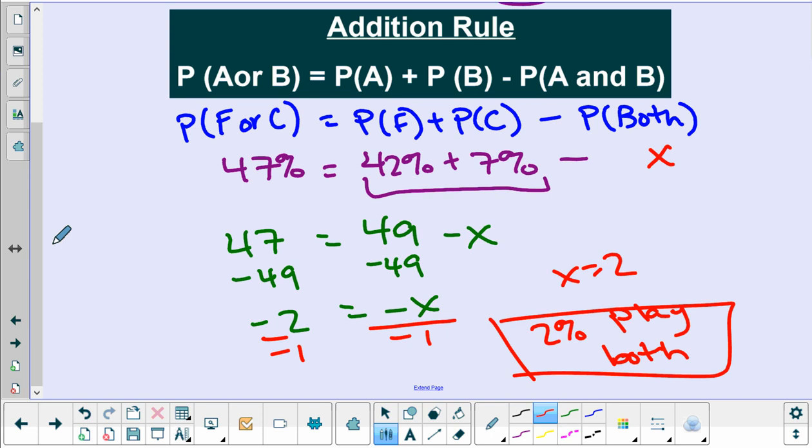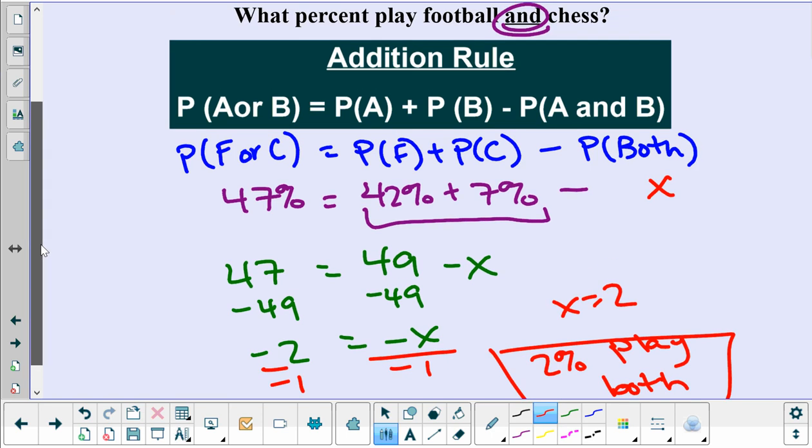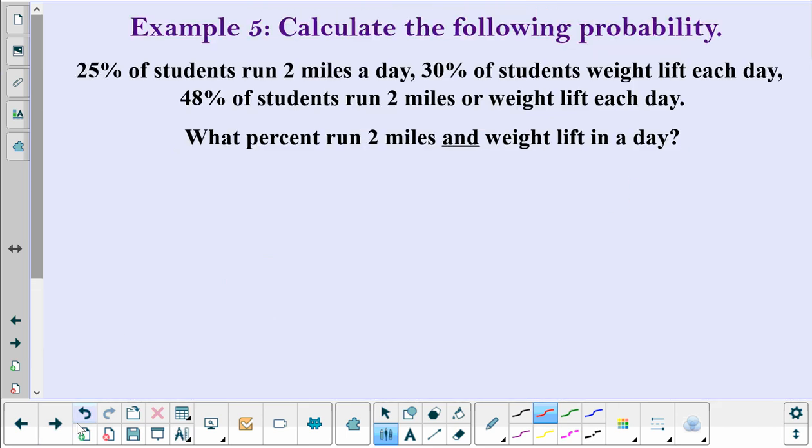Okay, so this was just a case that we were given different information. We used the same equation, but we were given different information. So we had to solve for this both part over here on the right. Example 5, it says calculate the following probability. 25% of students run 2 miles a day, 30% of students weight lift a day, 48% run 2 miles or weight lift. What percent run 2 miles and weight lift?